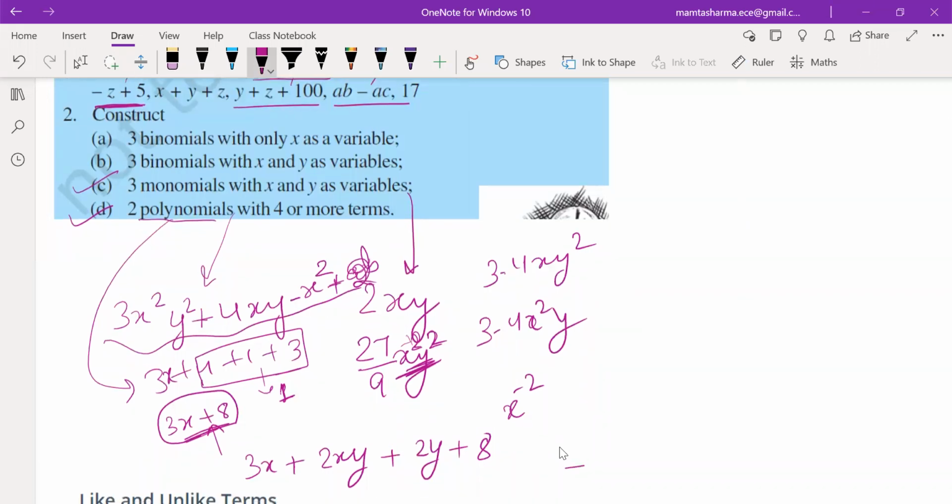Or x plus y plus z. Two polynomials with four or more terms. Yes. Wait, what happened?